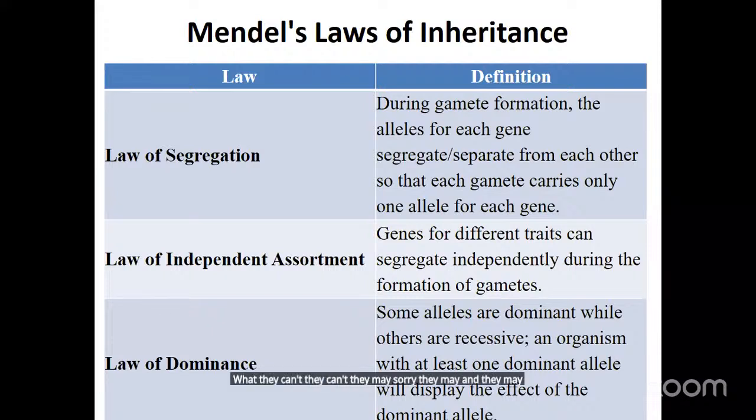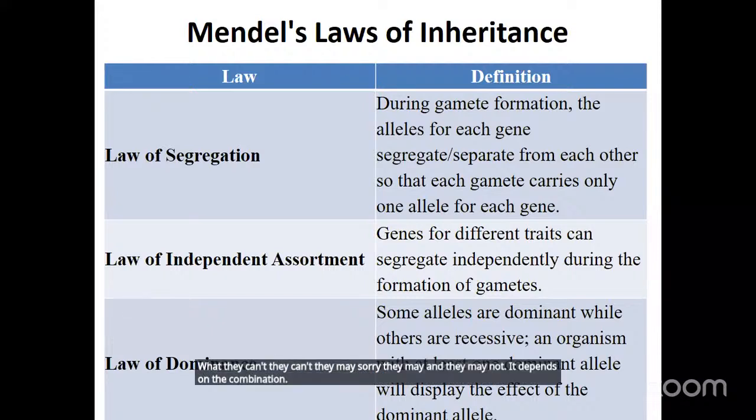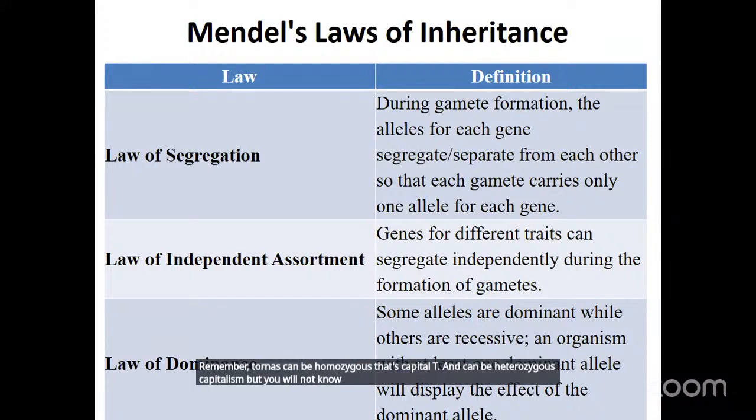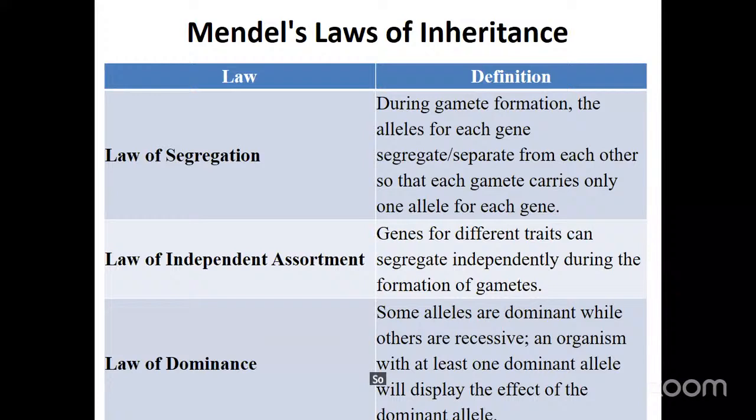It depends on the combination that they inherited from their parent. Remember, if they have the same phenotype, let's say tallness, tallness can be homozygous, that's capital TT, and can be heterozygous, capital T small t, but you will not know because what is expressed in them is tallness. They are all tall. But their genotype may not be the same. Okay. Thank you, sir. Welcome.